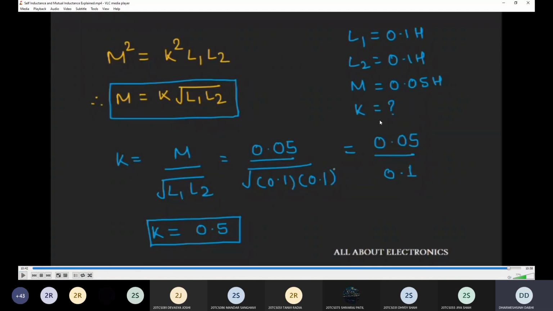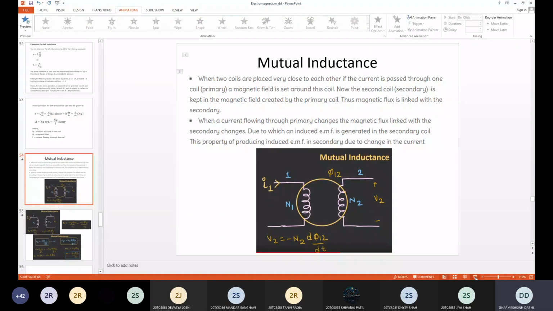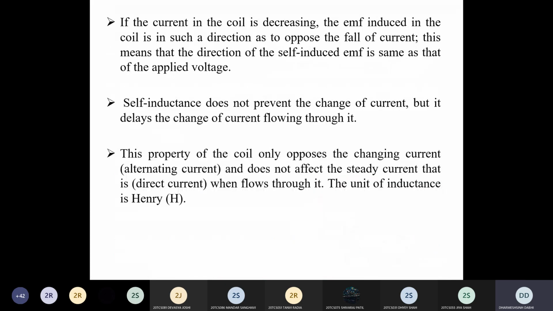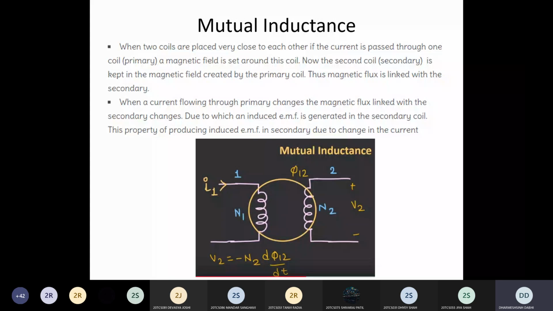So I think all of you understand self-inductance, mutual inductance, and coefficient of coupling. All of you clear this point? Clear this idea? Yes or no? Yes, sir. So all of you have written this equation or not?